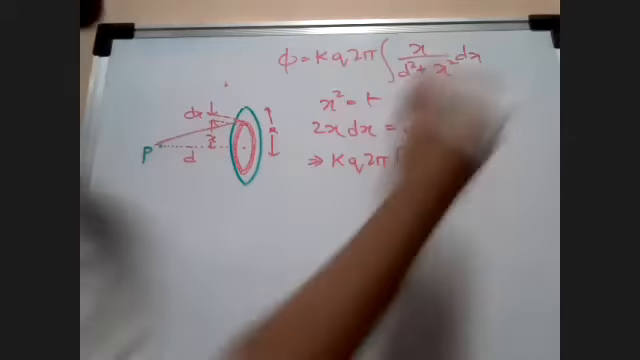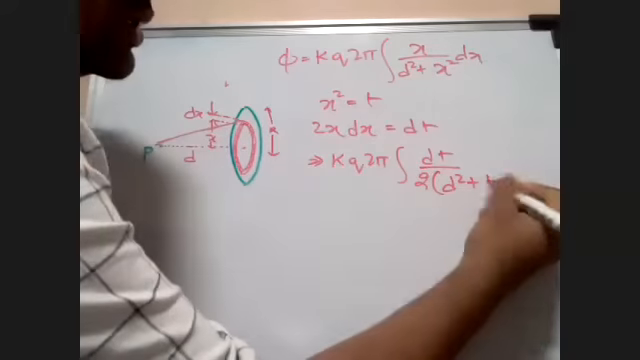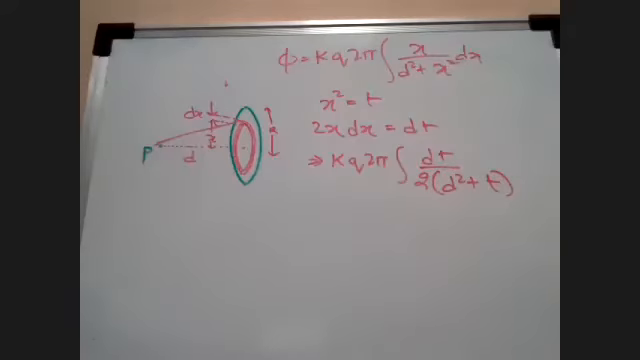And what is d square plus x square? I can write it as d square plus t. Am I right? Yes, sir. One minute, just give me a minute.